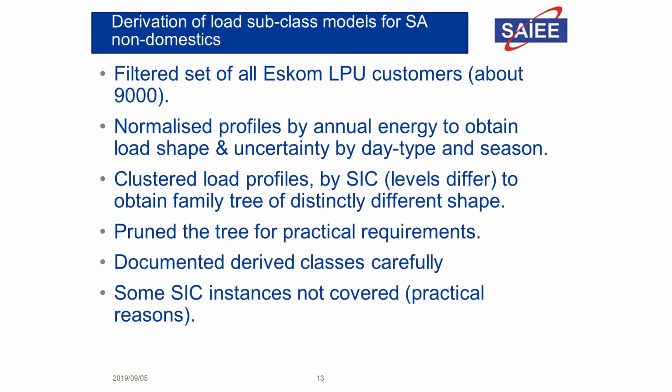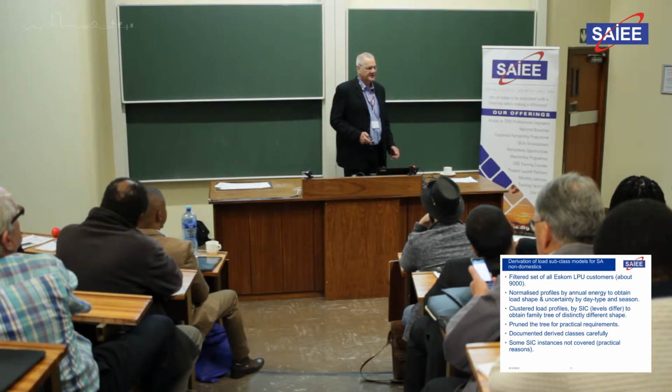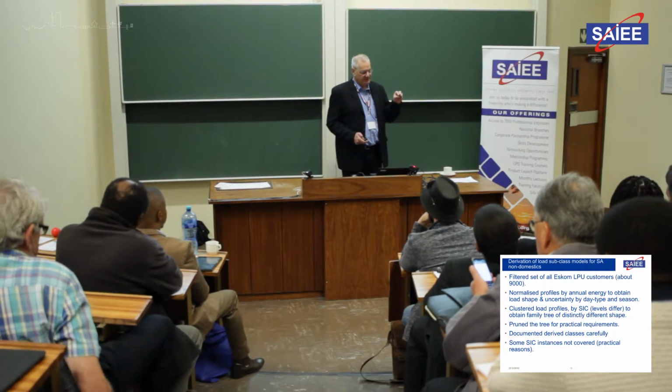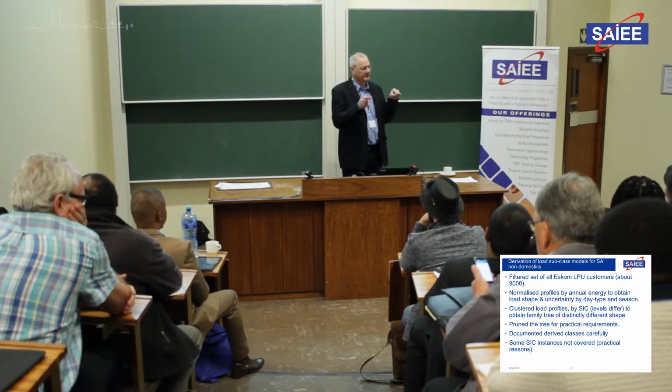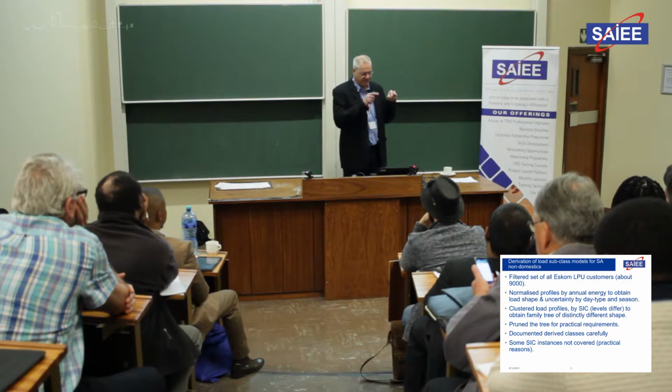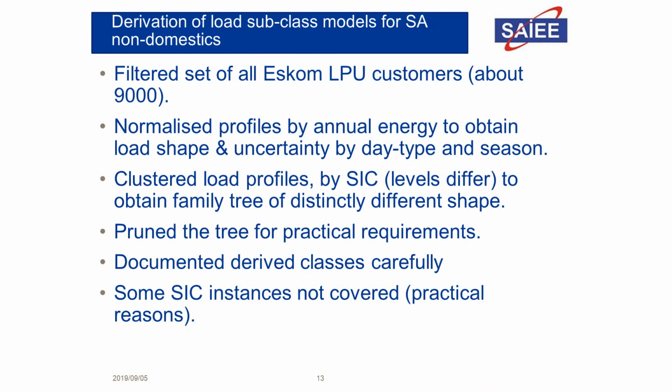We filtered them by the SIC code, the Standard Industrial Classification Code, down to 1 or 2 digits. And we went through a clustering exercise. In other words, what shapes are most similar to each other and less similar to adjacent shapes of roughly the same description. And then we pruned the tree for practical purposes. And after that, we documented the derived classes carefully.